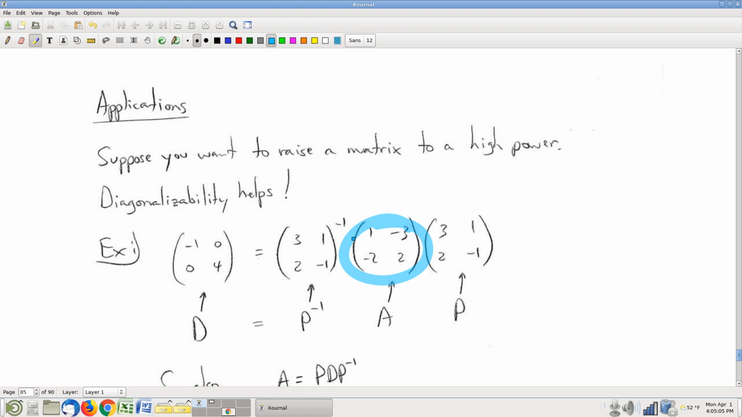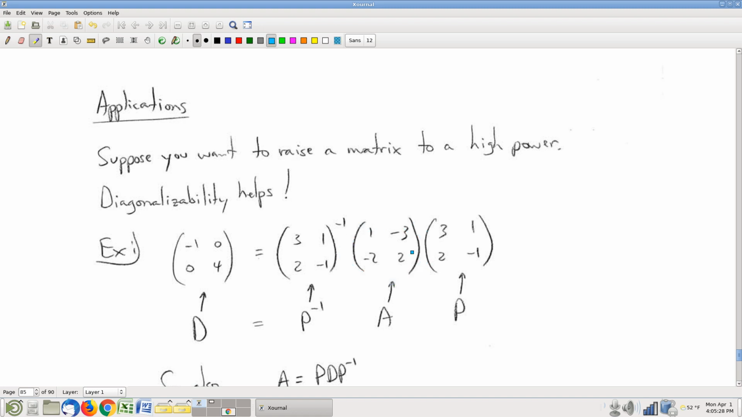Computers only have so much capability. They are way, way, way better at arithmetic than we are, but they are only so powerful, right? So, for example, if you want to raise this matrix to the power of 1 trillion, 100 trillion, something like that, the computer can't. That's not going to happen. That's too much.